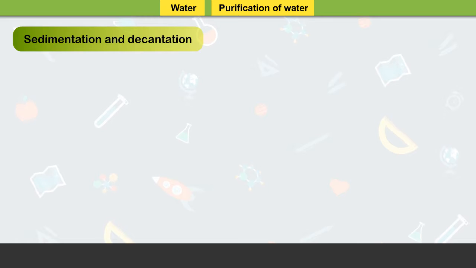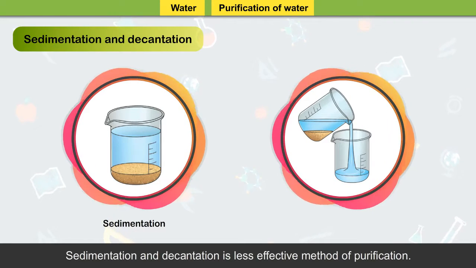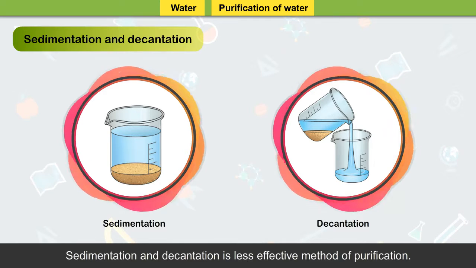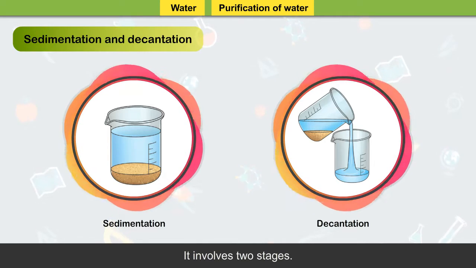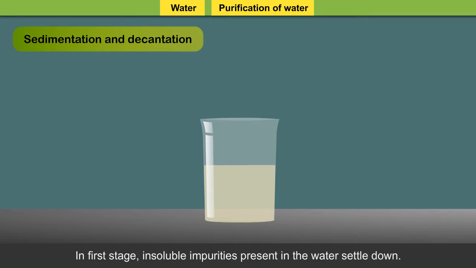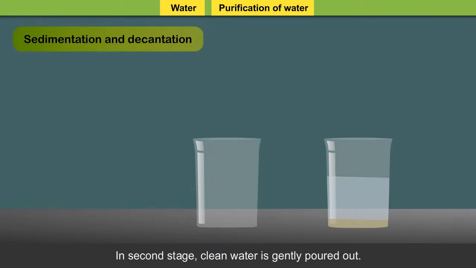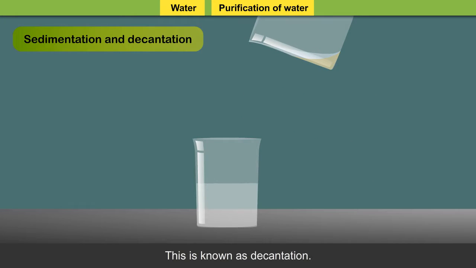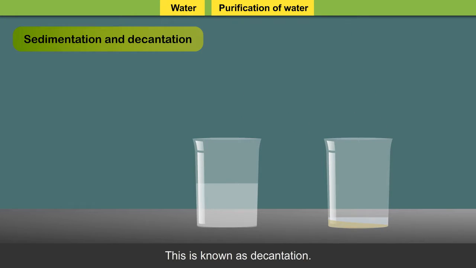Sedimentation and decantation. Sedimentation and decantation is less effective method of purification. It involves 2 stages. In the first stage, insoluble impurities present in the water settle down. This is known as sedimentation. In the second stage, clean water is gently poured out. This is known as decantation.